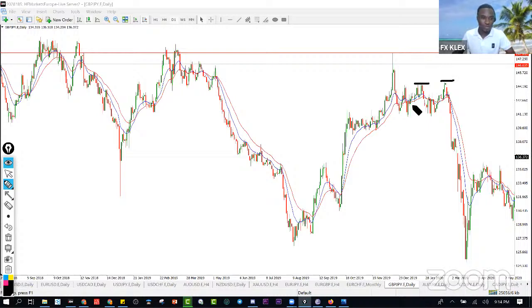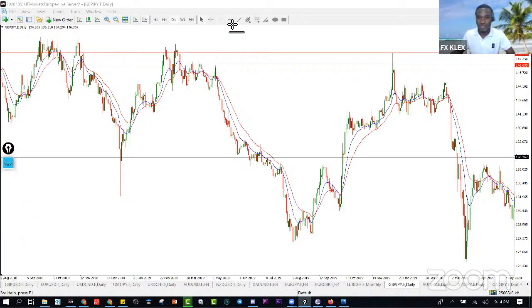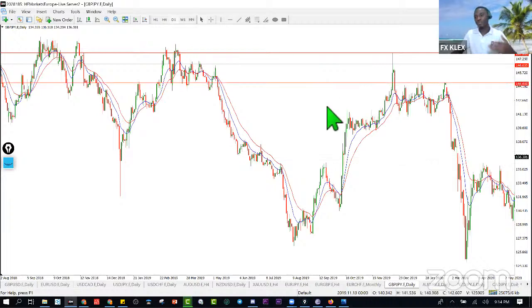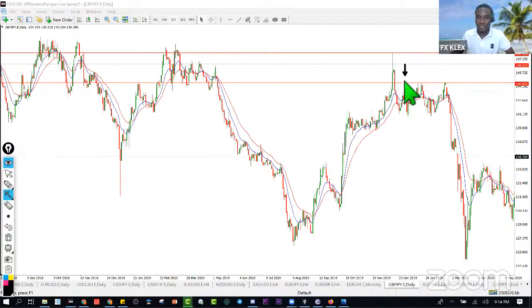So I can only connect this structure right here as a resistance zone. What I need to do now is pick my horizontal line and connect this swing high right here. Now you can see I have connected these three points: a first swing high, another swing high, and another swing high. It means I have connected three swings, the first swing, second swing, and third swing.